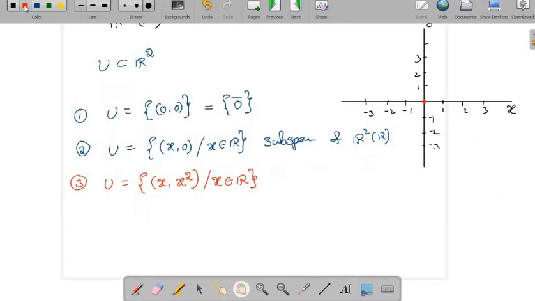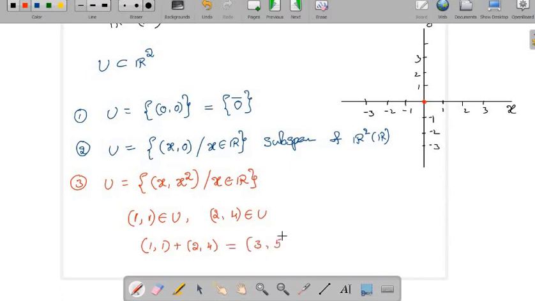Okay. Anyway, why use big words? Let me take two elements here. (1,1) is an element of U. Similarly (2,2²), that is (2,4), is also an element of U. But how about their addition, that is (1,1) plus (2,4), which is nothing but (1+2, 1+4), that is (3,5). But you can see that this 5 cannot be written as 3 squared. Why? Because 3 squared is actually 9.